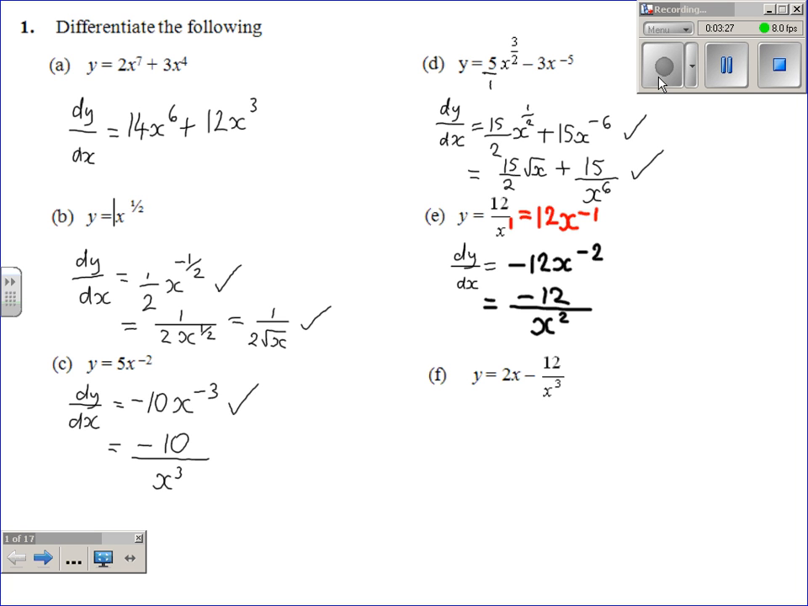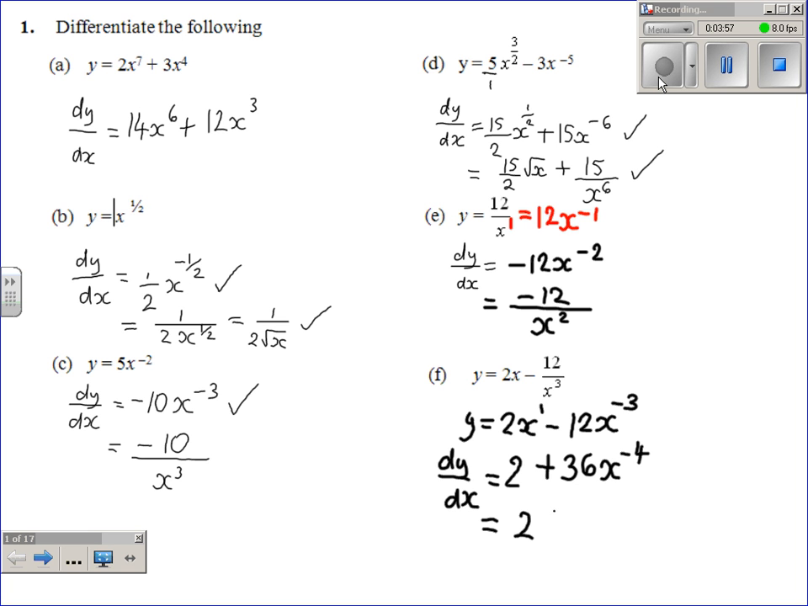Lastly, 1f. Again, let's just rearrange it so it's ready to differentiate. We can bring the x to the power of 3 up, make it negative. Now we're going to differentiate it. So here, don't confuse yourself, you've got 2 times 1 is 2. When you reduce that down, you get x to the power of 0, which is 1, so it disappears. Minus 12 times minus 3 is positive 36, and then we're going to reduce the indice by 1, and then just make it look a little bit nicer. Leave your numbers on the top, and bring the negative indice down, so we can write x to the power 4.